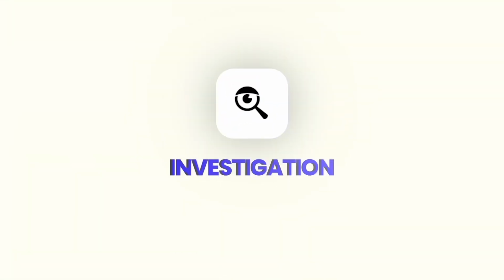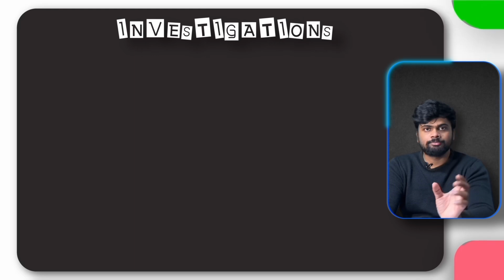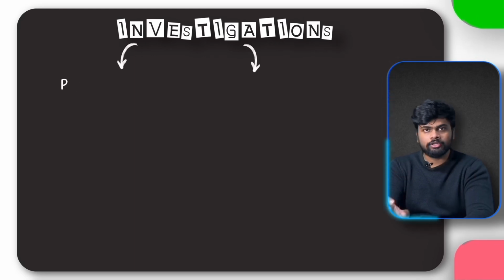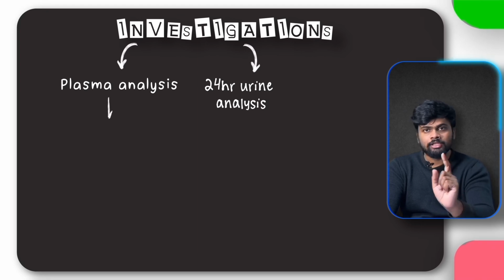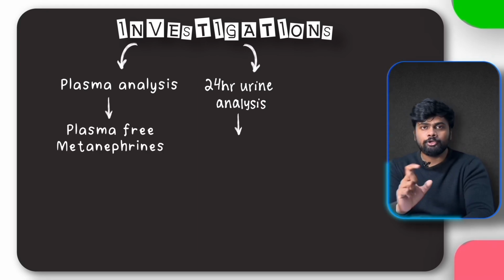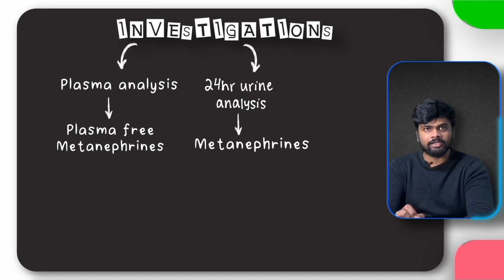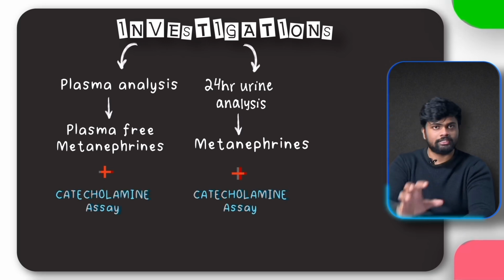Now let's investigate pheochromocytoma. There are two sets of investigations: plasma investigations and 24-hour urine assays. In plasma investigations, plasma-free metanephrines are found. This is actually a more sensitive test than the 24-hour urine assay. In the 24-hour urine assay, we also find the metanephrines, but it is comparatively less sensitive. We can add catecholamine assay to either of these tests in order to increase the sensitivity of the tests.